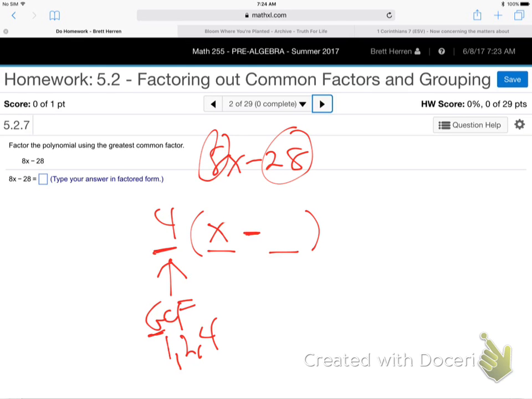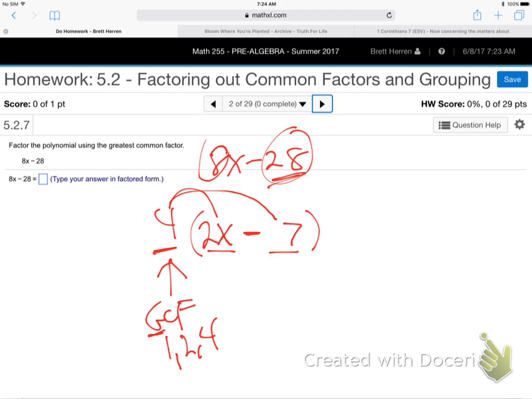Good. Now, okay, so what goes with the 4? Now 4 times x, that's not going to work anymore. That won't go. It's supposed to go back to 8x, right? And that's not going to work. So what do we need? 2x. Good so far? 4 times 2x. And then 4 times what will go back to 28? 7. There we go. That's the right answer.